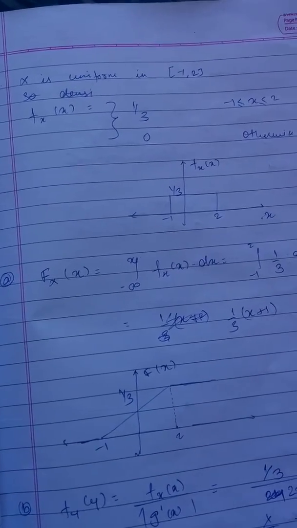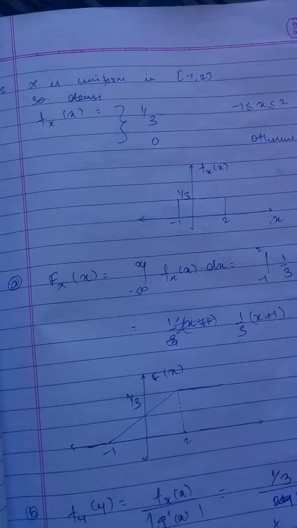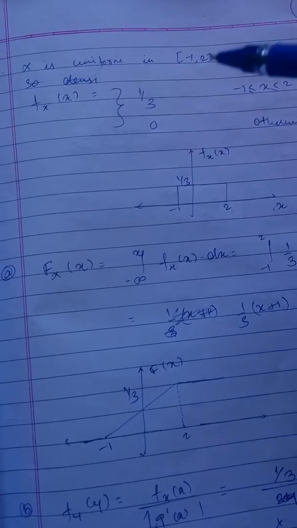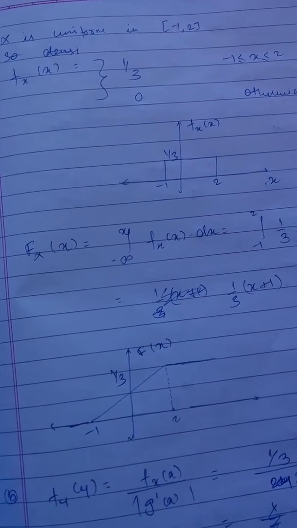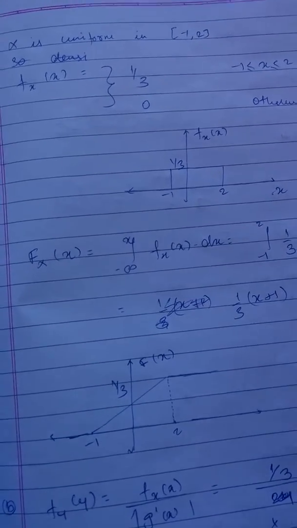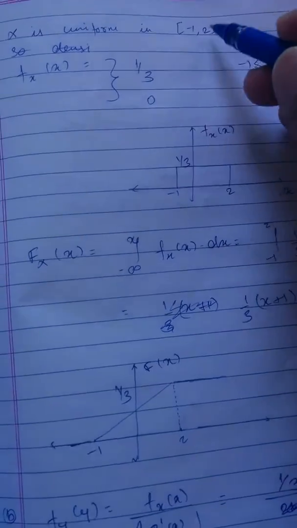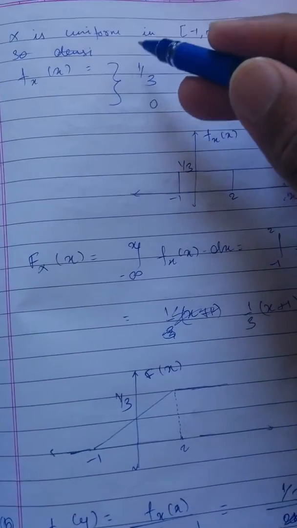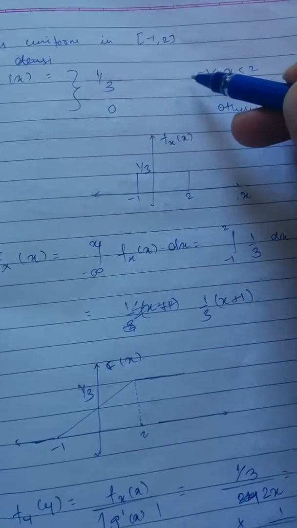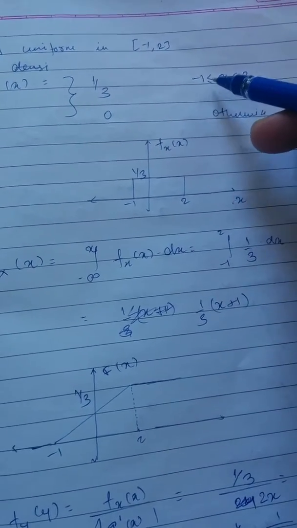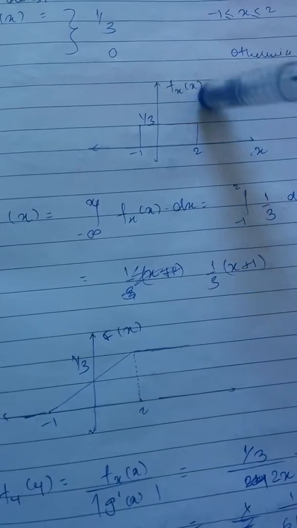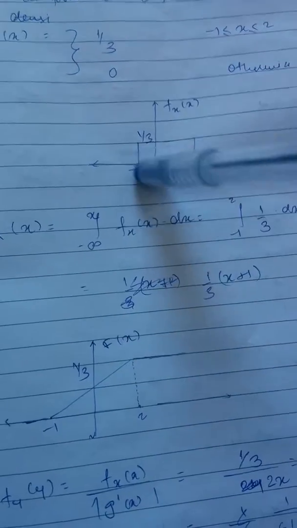In the second question, we have been given that x is a uniform random variable between -1 and 2. As per the properties of the uniform distribution, the density function is given by 1 upon b minus a. In this case, 1 upon 2 minus (-1), that's 1 upon 3 between the values -1 to 2, and elsewhere it is 0. So if we sketch a graph of the density function, we get something like this.